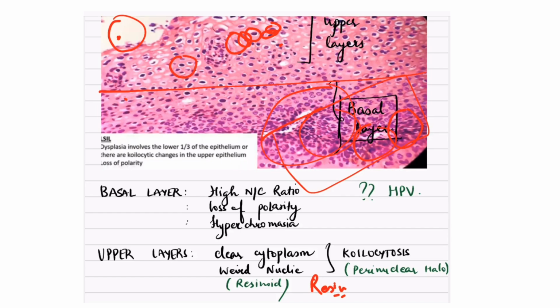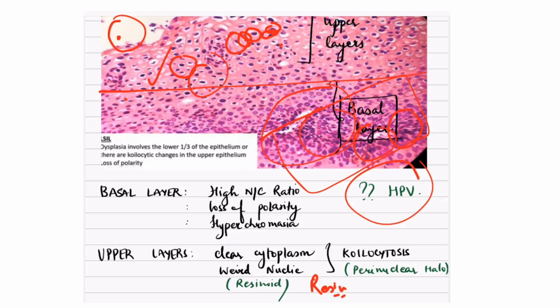And it's screaming out as if it's an eye, so that weird thing is a koilocyte, and this koilocyte will indicate that something is about HPV. So if you see this picture, first report it as dysplasia, low grade dysplasia, because it is just involving the lower 1/3 of the epithelium.